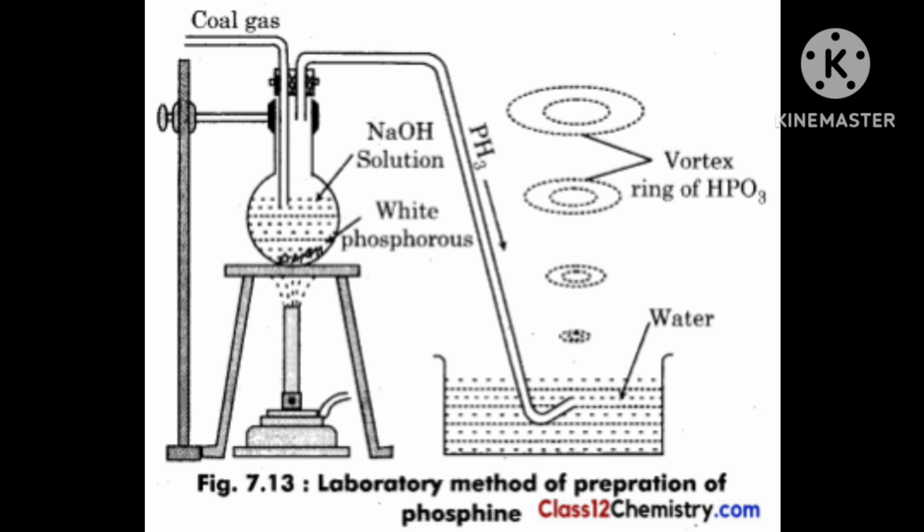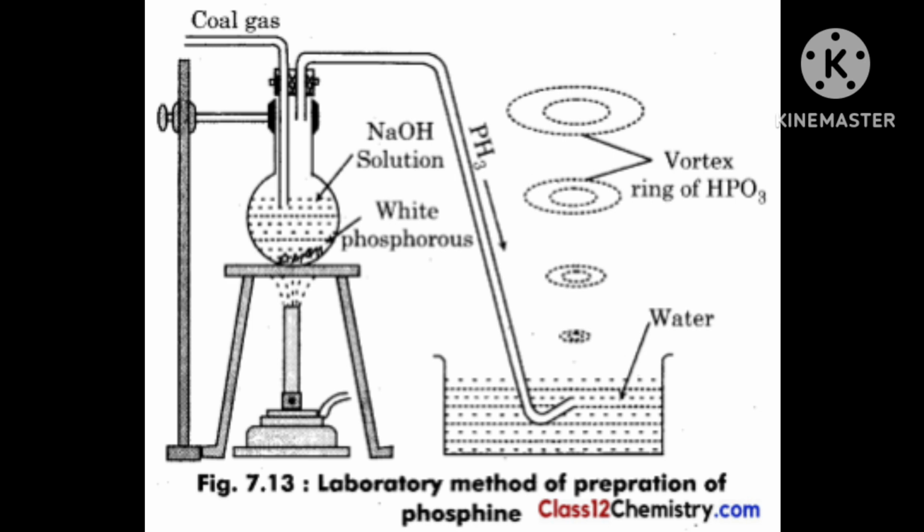Now I am telling you a further property. Phosphine, PH3, is weakly basic, just like ammonia. Ammonia gas is basic due to the lone pair of electrons. This is also the same way.